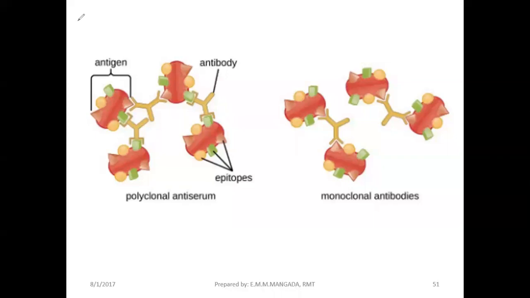So, kung makikita nyo, this is polyclonal anti-serum. We have here polyclonal antibodies. Kung mapapansin nyo guys, the antibodies are directed against different epitopes in the antigen. Makikita nyo, merong antibodies for pink antigen, for green antigen, for green and pink antigen.